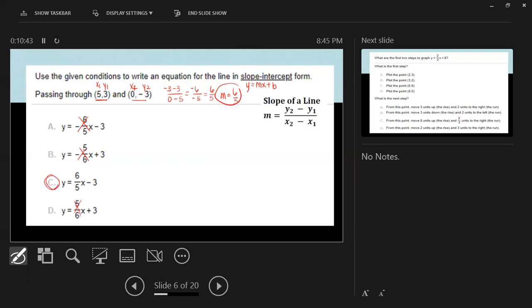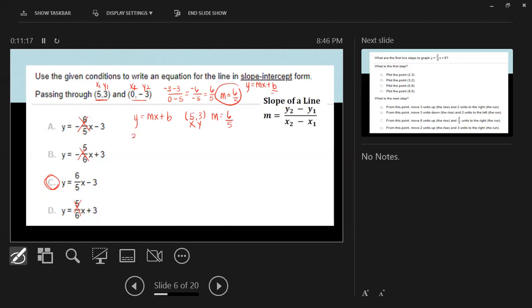So I know the answer has to be C, but I can't just stop there because I need to also find my y-intercept. So I need to find my b. All right, so my equation is y is equal to mx plus b. Now, it doesn't matter which point you choose, the (5, 3) or the (0, -3). But for this problem, I'm going to choose the (5, 3) as my x and my y. And then my slope m will be 6 over 5. So now I just need to substitute those values into the equation.